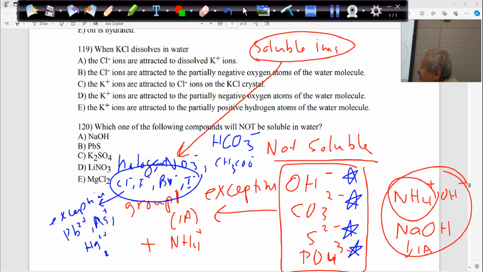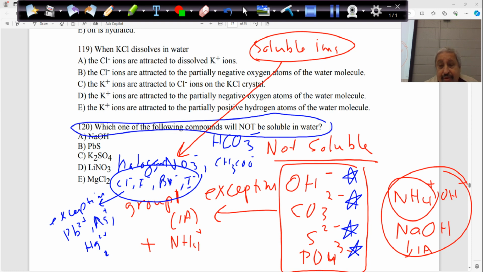Okay, guys? You don't have to memorize all the details of it. That's the whole thing. So now you tell me, which one of the following compounds will not be soluble in H2O? Sodium hydroxide? No, sodium is 1A. Group 1A are soluble. This one is soluble.